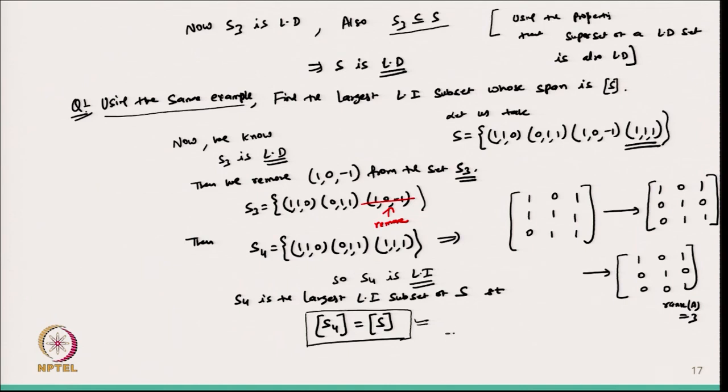So, okay, let us stop here. In today's lecture we have discussed two examples based on sets, showing how we can reduce the number of vectors in a linearly dependent set, and then we can show that the span of the reduced set is equal to the span of the original one. So, in the next lecture we will continue with this.